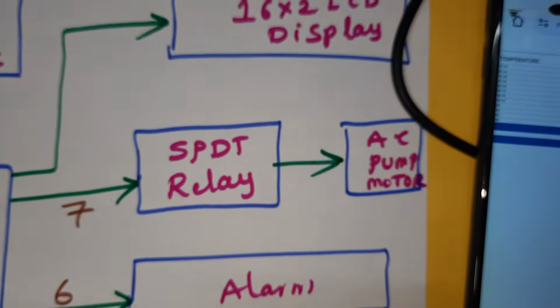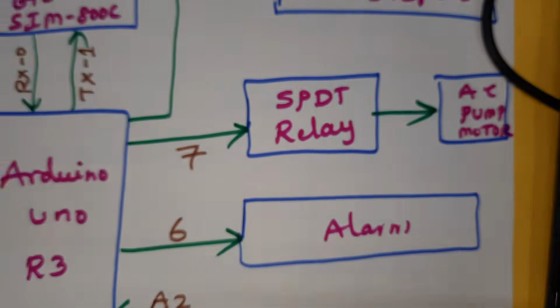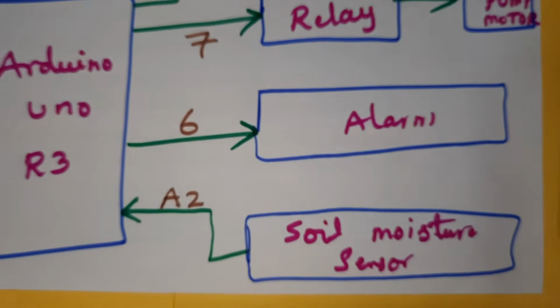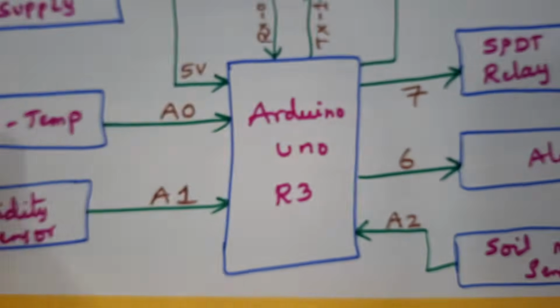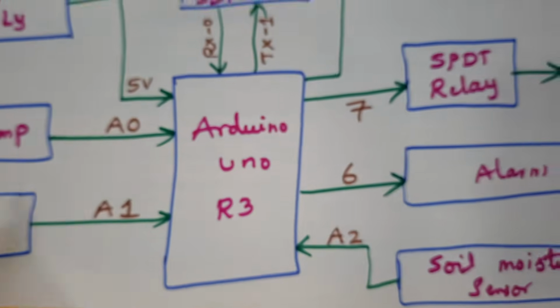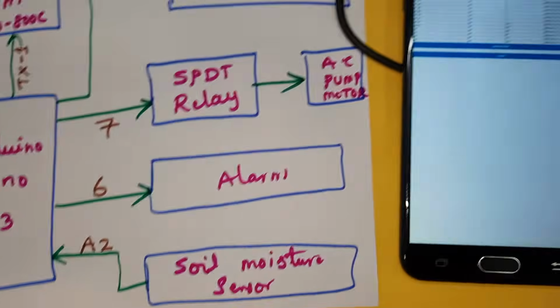An SPDT relay is connected to the AC pump. Pump on/off is connected to the 7th pin. The alarm is connected to the 6th pin. The LM35 temperature sensor is connected to A0, the humidity sensor to A1, and the soil moisture sensor to A2.